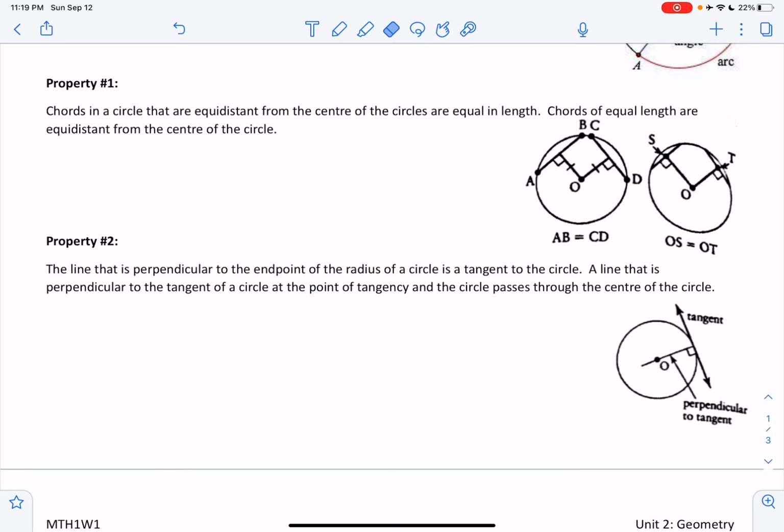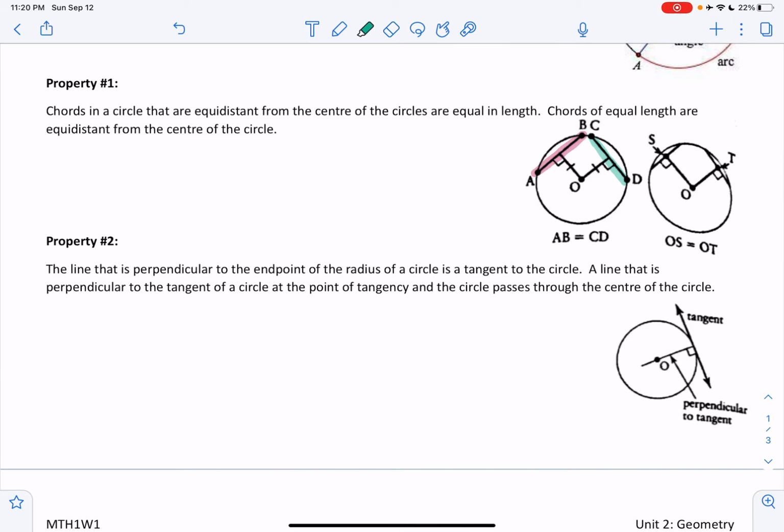Now this first one we're going to talk about is that chords in a circle are equidistant from the center of the circle if they are equal in length. So chords of equal length are equidistant from the center of the circle. So that's a bit of a wordy sentence, but here's what it means. If I have 2 chords on my circle, AB is a chord, that's the pink chord, and then we'll make a green chord with CD.